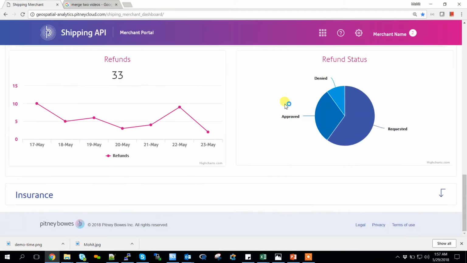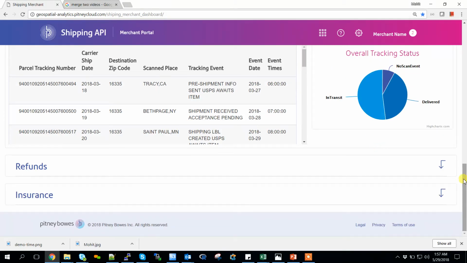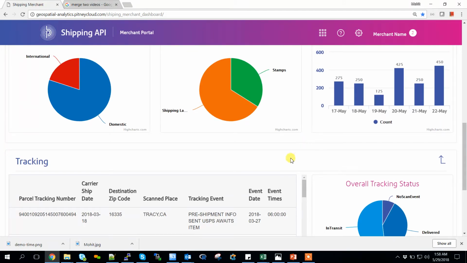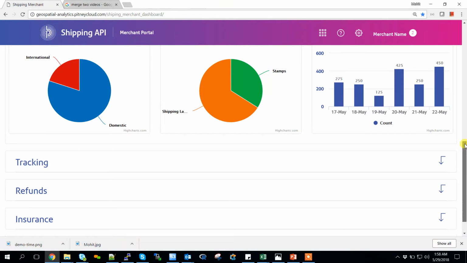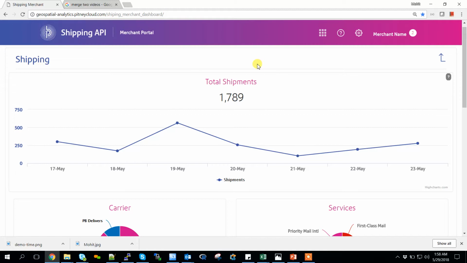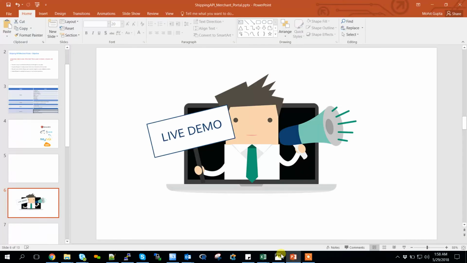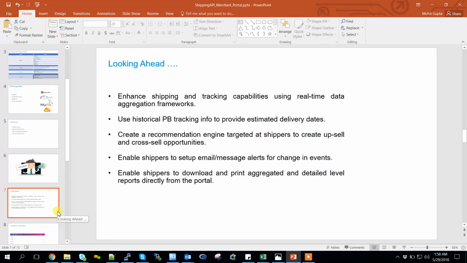So if you look holistically at this portal, it takes you through the complete journey of a particular shipment, and it can serve as a single place to answer the most important questions a shipper can have on a day-to-day basis. And we can definitely enhance this data portal further.